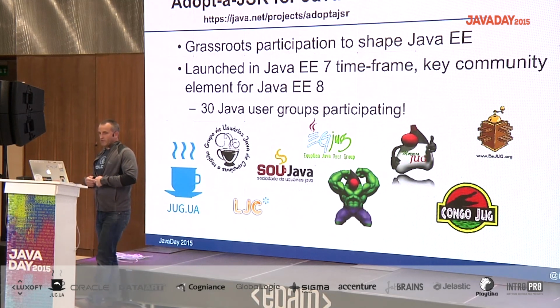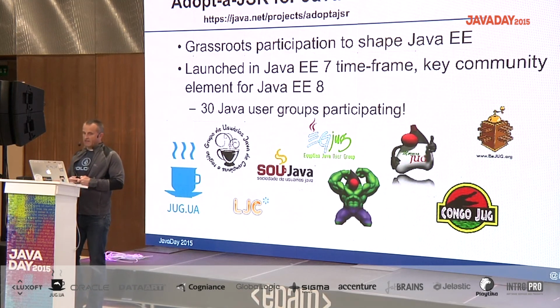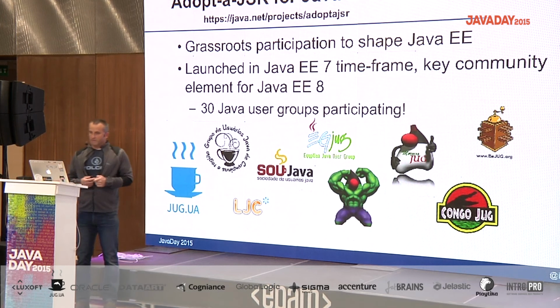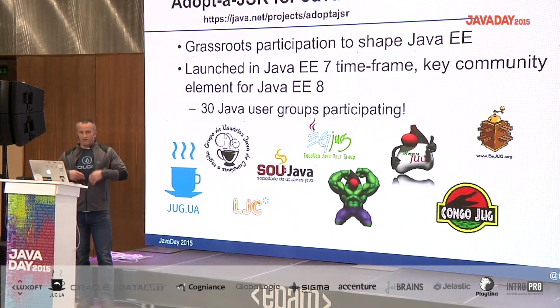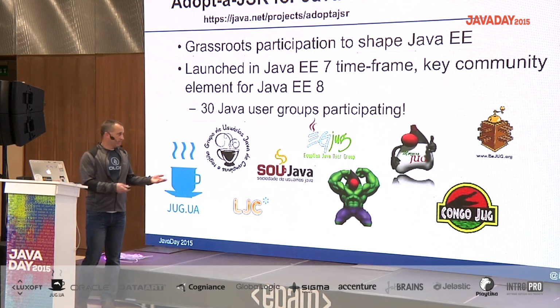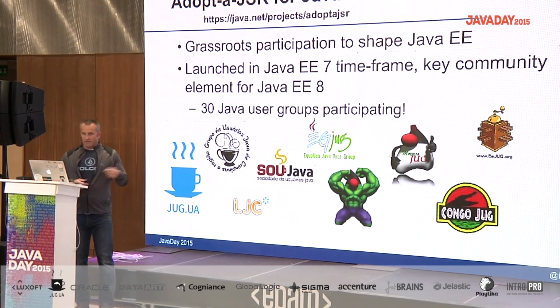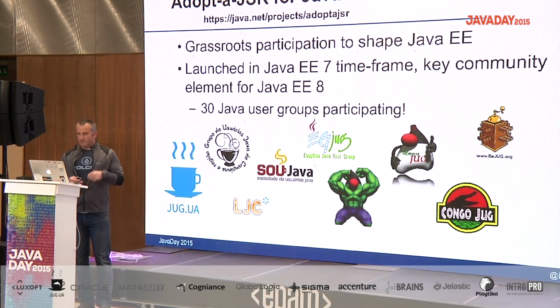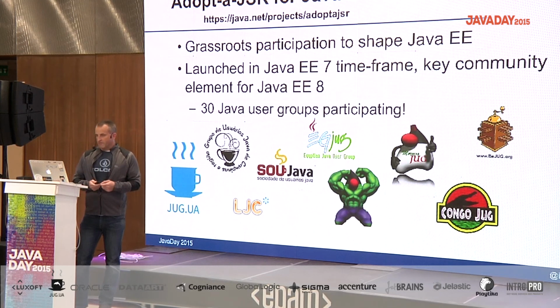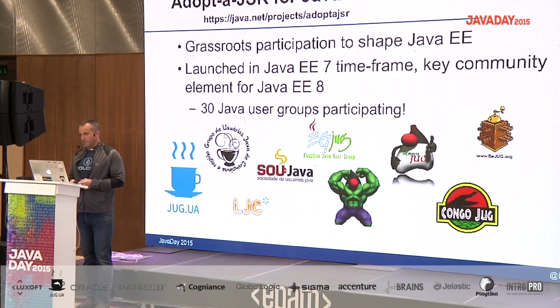And one way of contributing is the Adopt-a-JSR program for Java EE 8. And this is for Java user groups. And as you see, the Ukrainian user group is represented here. Adopt-a-JSR was reasonably successful for Java EE 7, and we hope that it's going to be even more successful for Java EE 8.